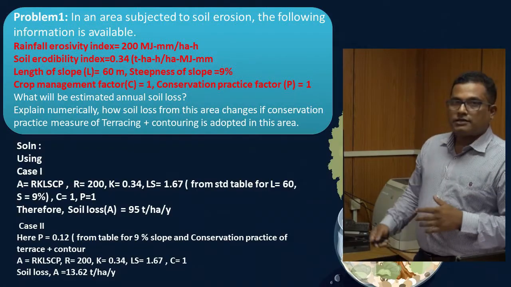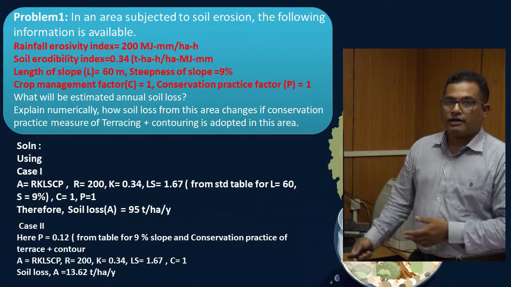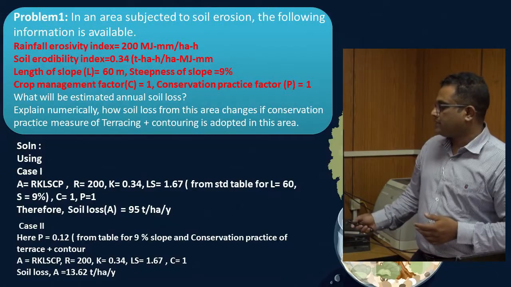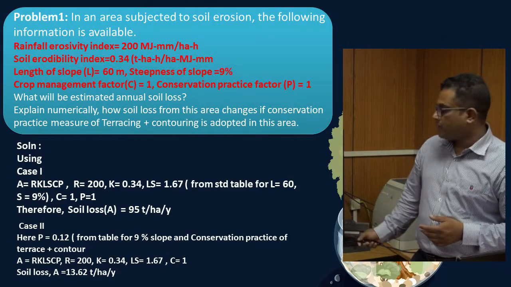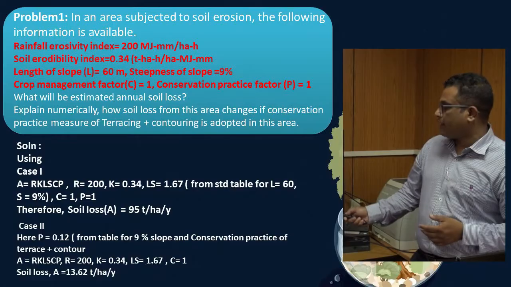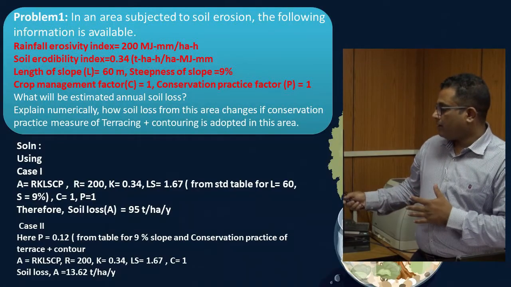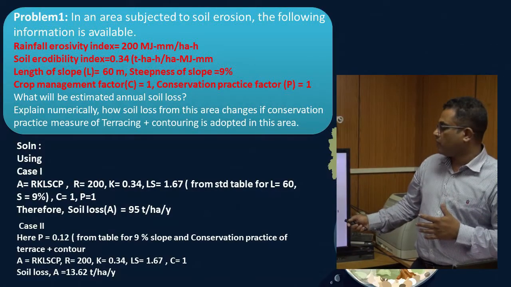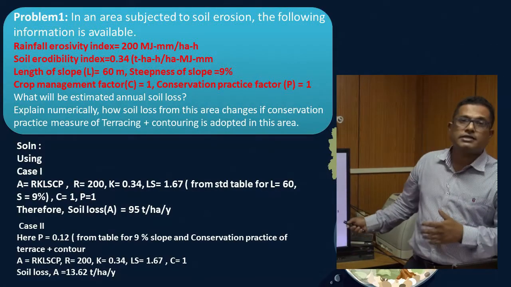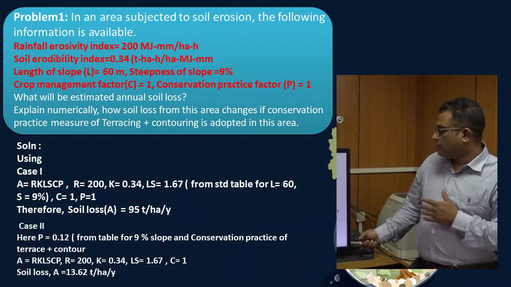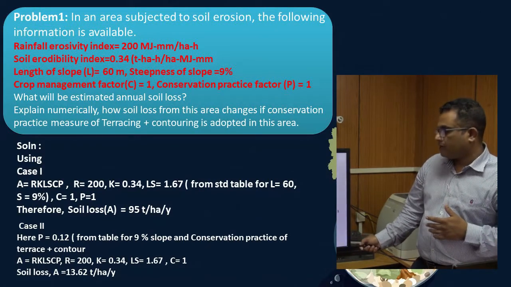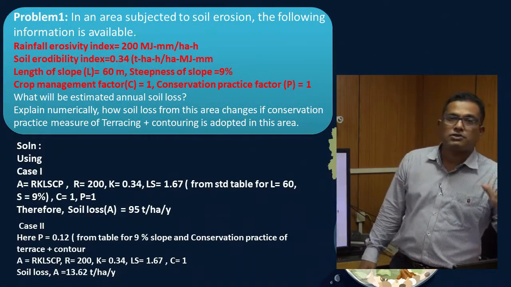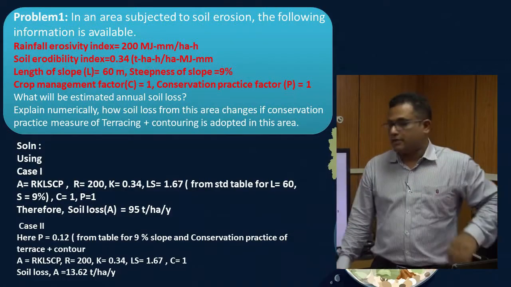Right. So, is it less or high? It is very high. Why is it very high? Because we are not adopting any conservation practice. There is no crop management here. That's why the value is high, and also for the given slope and length of slope, and also the rainfall is falling at very high energy, 200 megajoule. For this high intensity of rainfall, the soil loss from that area for a particular year would be 95 ton per hectare per year, in case there is no conservation practice or crop management.